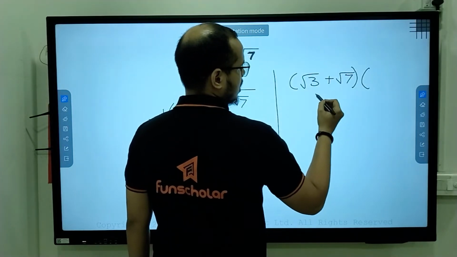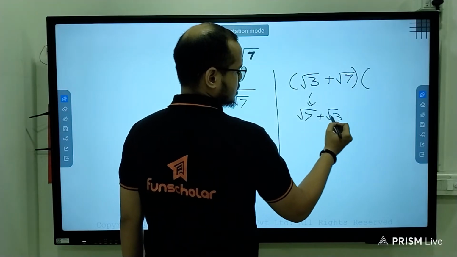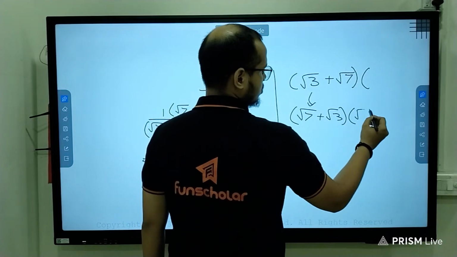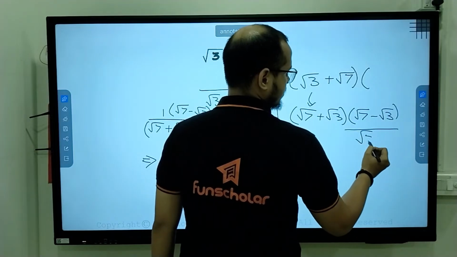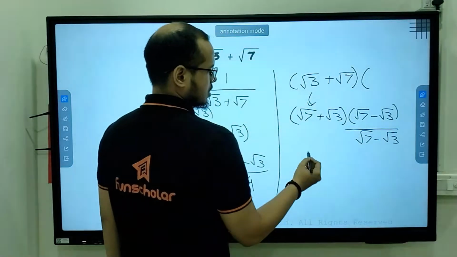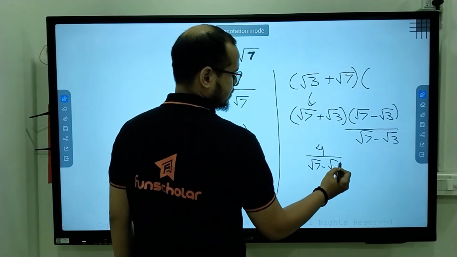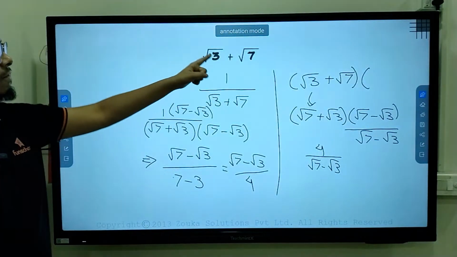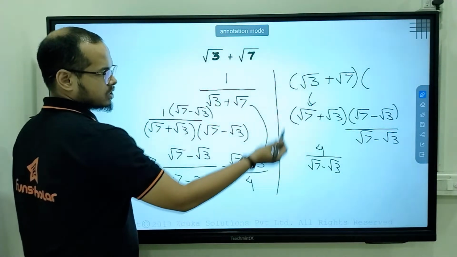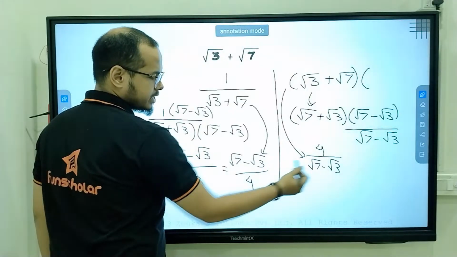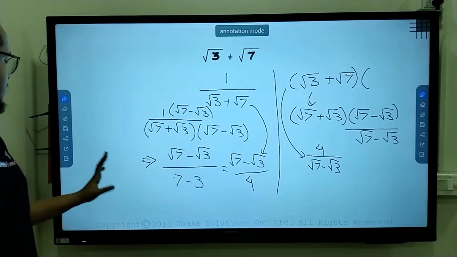But if it is something like this in the numerator, we do the same thing. First, I will convert this into root 7 plus root 3. Then multiply in the numerator by root 7 minus root 3. Similarly, in the denominator it will be root 7 minus root 3. So in the numerator it will come 4, and in the denominator root 7 minus root 3. See one fantastic thing: if this is present in the denominator, we get the root 7 minus root 3 portion in the numerator and 4 in the denominator. But if it's present in the numerator, we get the exact reciprocal of what we found. This is how we are going to solve all the sums.